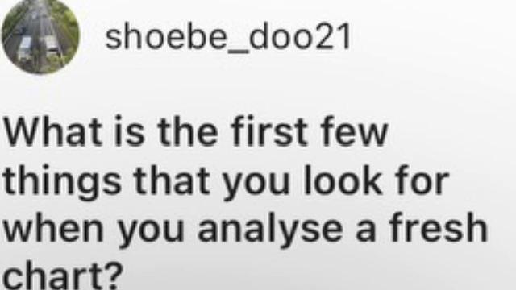The second question is, what is the first few things that you look for when you analyze a fresh chart? The trend. Okay, let me elaborate. That just came right out. Which way is my monthly going? Which way is my quarterly going? Which way is my weekly going? And from there, if I'm trending, ranging, reversing, or retracing. And then once I decide that, I know where I want to trade. That's kind of a simple approach.